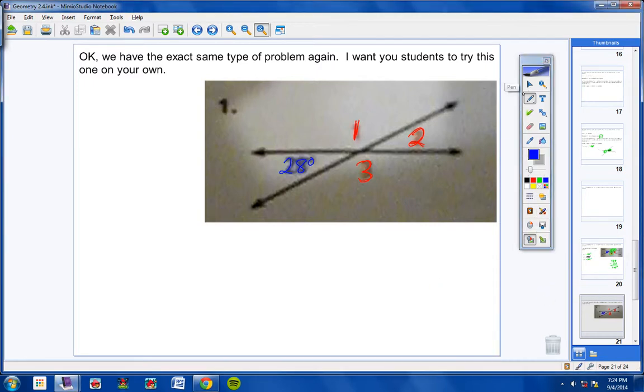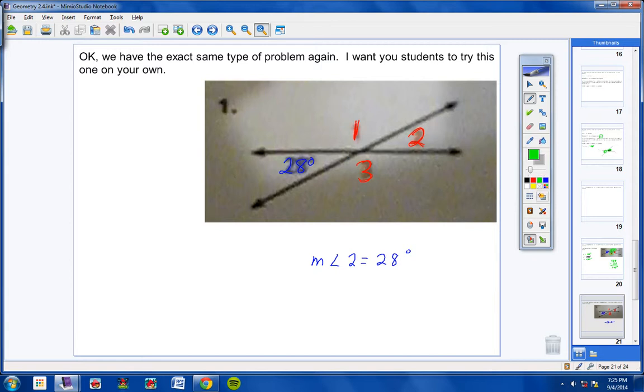Okay, students, hopefully everyone's done. Let's go ahead and take a look at this. First of all, notice we have two lines right here that are intersecting. So we know that this angle here across from this angle here are vertical angles, and we know that vertical angles are congruent. So we're going to find that the measure of angle 2 equals 28 degrees. Now let's continue on.